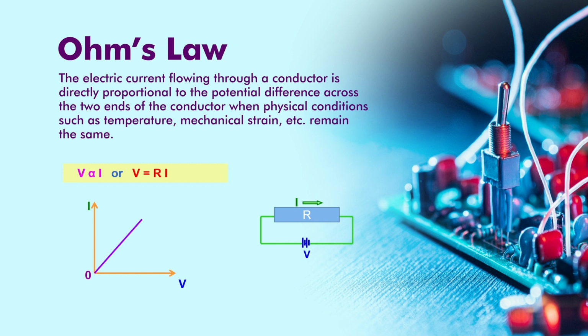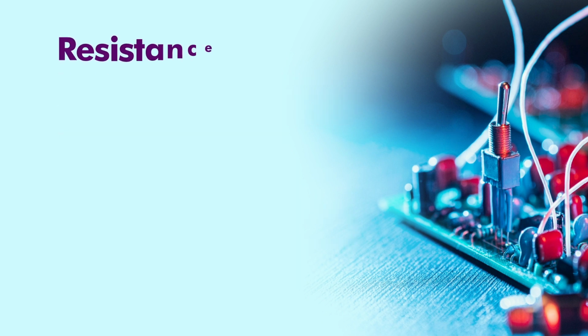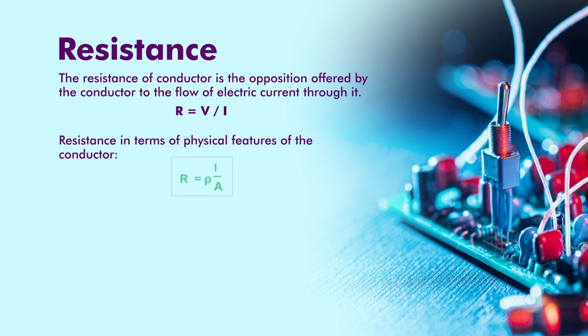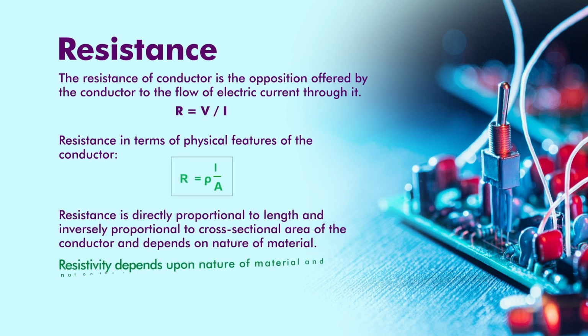So, R is equal to V by I. The resistance of the conductor is the opposition offered by the conductor to the flow of current. So we can define resistance as the relationship between voltage and current in an electric circuit as described by Ohm's law, and the equation for resistance is R equals V by I.